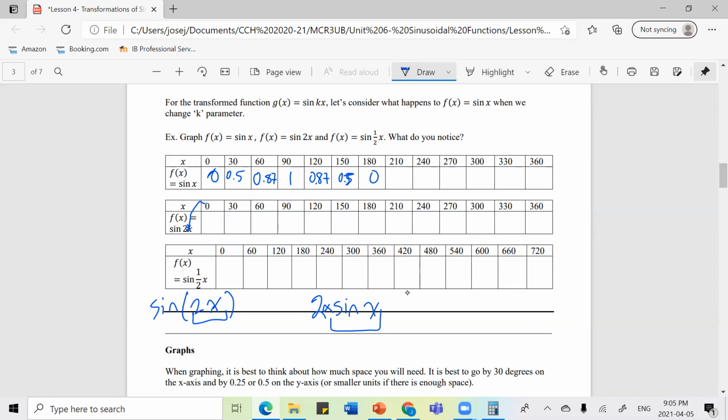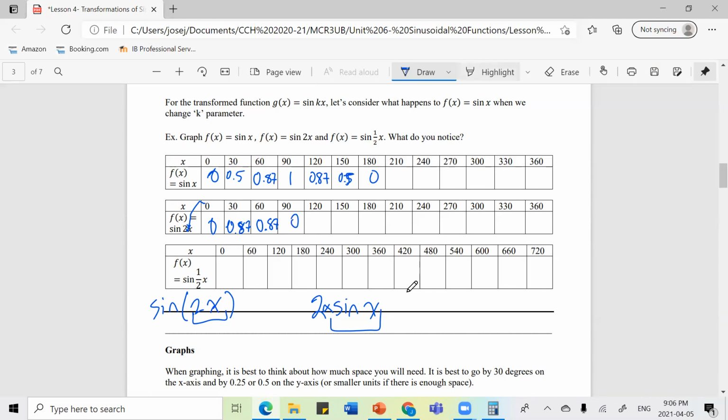So we're going to take 2 times 0, which is 0, and then take the sine of 0, which is 0. Then we take 2 times 30 degrees, which is 60 degrees, and then we take the sine of that. The sine of 60 degrees is 0.87. And we know that because we can just look at the table above, right up here. Then for the next one, we take 2 times 60 degrees, which is 120 degrees, and the sine of 120 degrees, we know what it is. It's up here, 0.87. And then we take 2 times 90 degrees, which is 180 degrees. Sine of 180 degrees is 0.